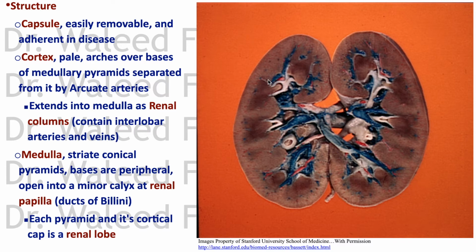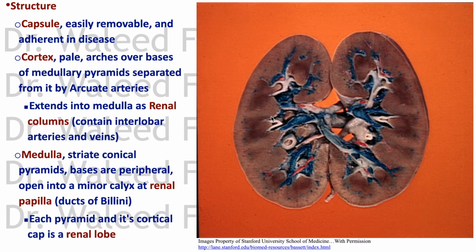So we have a capsule, we have a pale cortex that has extensions as renal columns between the pyramids, which are the renal medulla. As you can see here, these are the pyramids of the kidney.